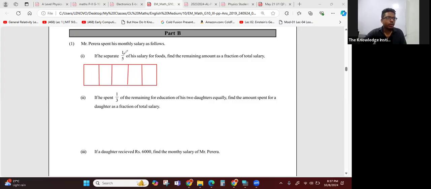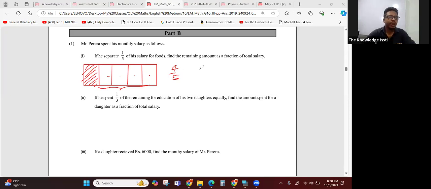If we separate 1 out of 5 of his salary for food, find the remaining amount as a fraction. So we divide into 5, and from that 1 is separated for food. So therefore the remaining will be 4 out of 5. So the remaining is 1, 2, 3, 4, 4 out of 5. This is the answer. That's what you had to write.